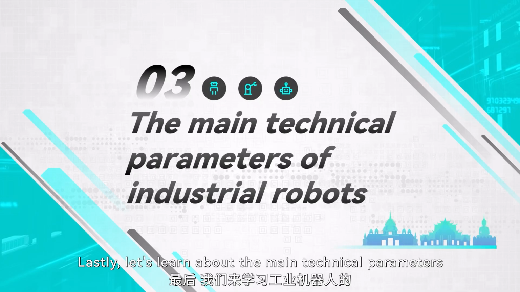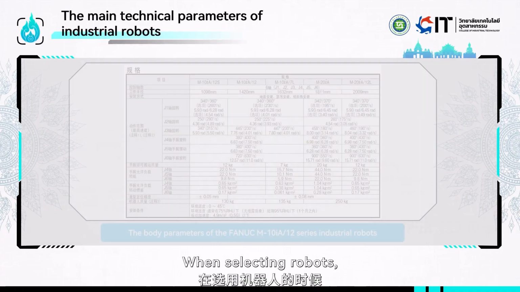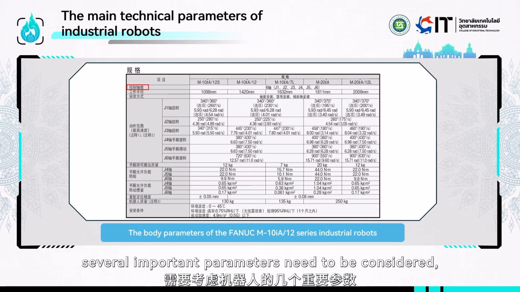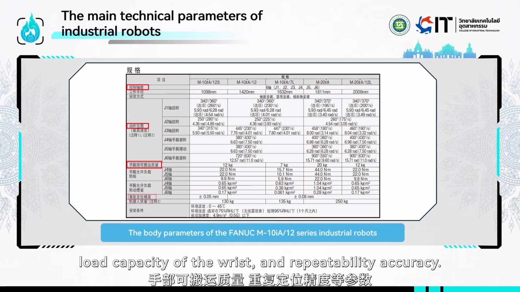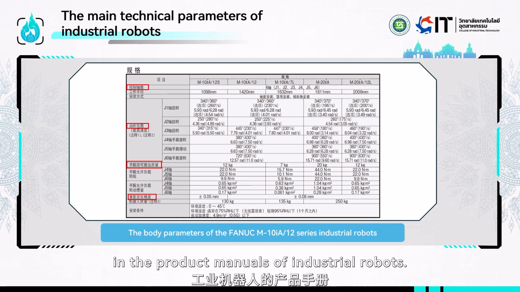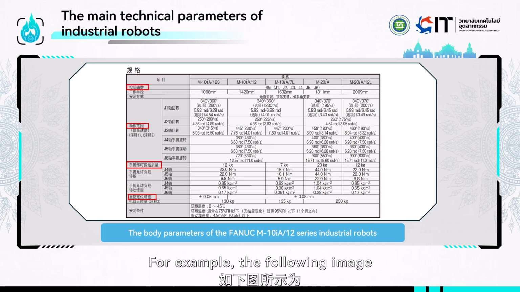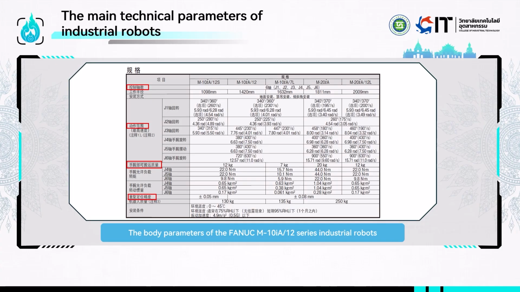Lastly, let's learn about the main technical parameters of industrial robots. When selecting robots, several important parameters need to be considered, including the number of axes, range of motion, load capacity of the wrist, and repeatability accuracy. Specific details can be found in the product manuals of industrial robots. For example, the following image shows the body parameters of the Fanuc M10IA-12 series industrial robots.